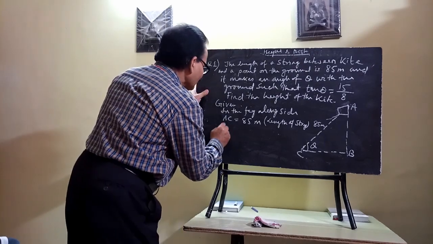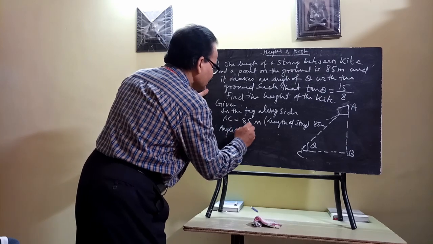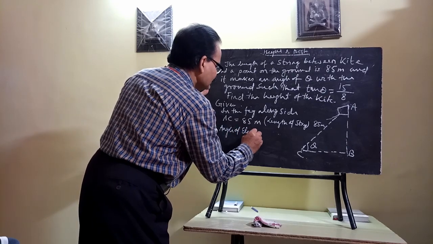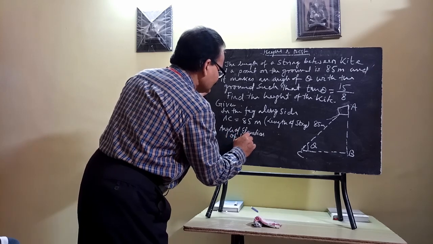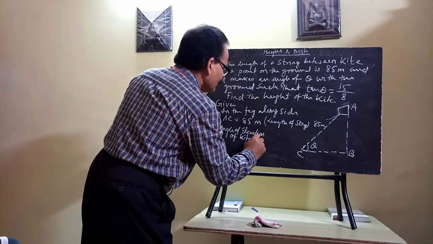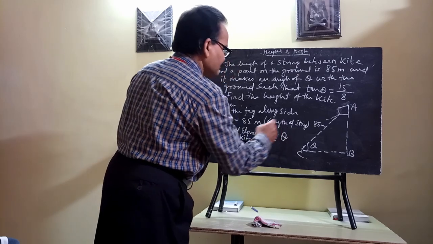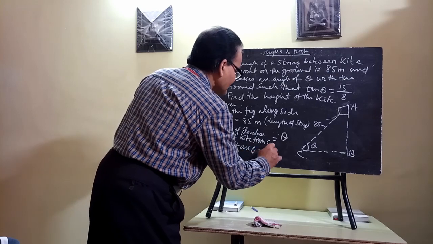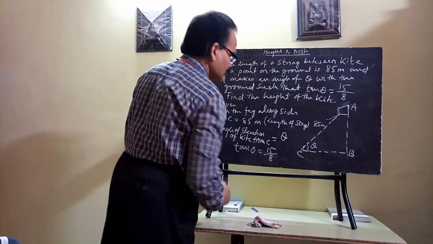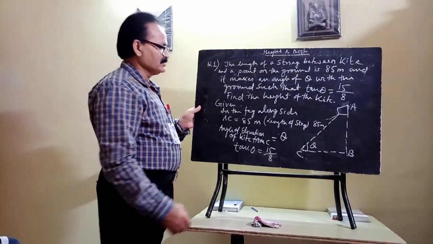Okay. Angle of elevation of kite from C is your theta, and tan theta is your 15/8. So this much of information is given.